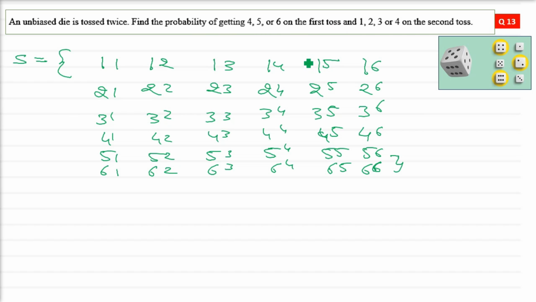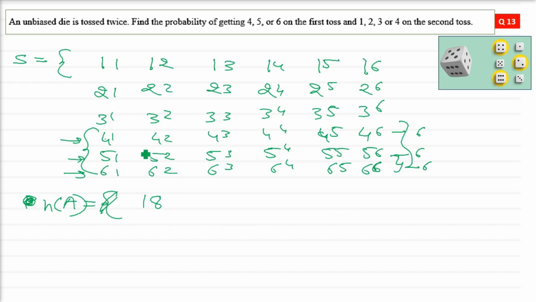So the first toss can only contain 4, 5, 6. 1, 2, 3 is debarred. So what are the values which have 4, 5, 6 on the first toss? So we have the 4th, 5th and 6th rows. These are the rows which contain 4, 5, 6 in the first toss. So there are 6 in the 4th row, 6 in the 5th row and 6 in the final row. So 6 plus 6 plus 6 is 18. So the number of elements when the first toss can contain only 4, 5, 6 is 18.